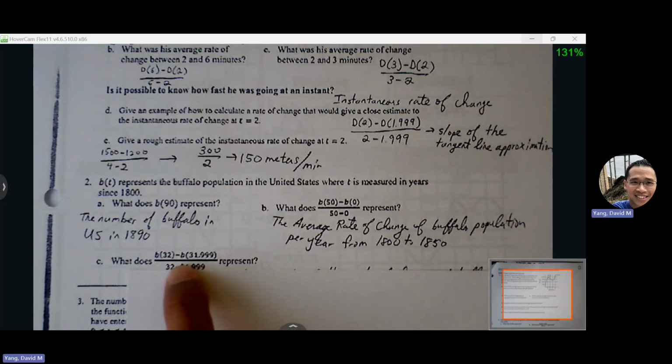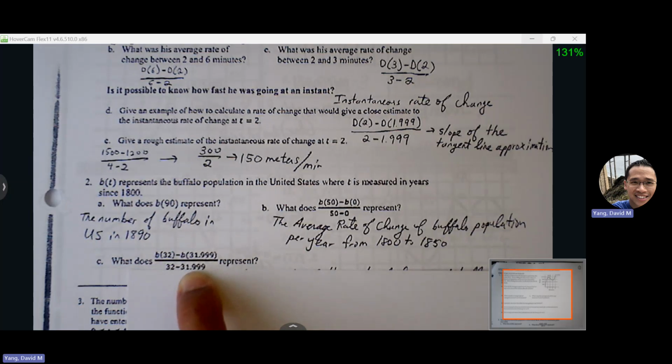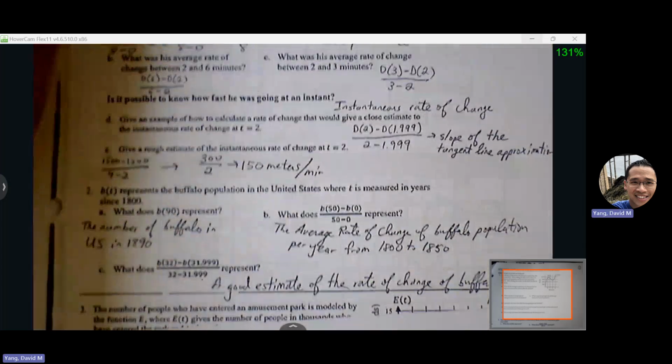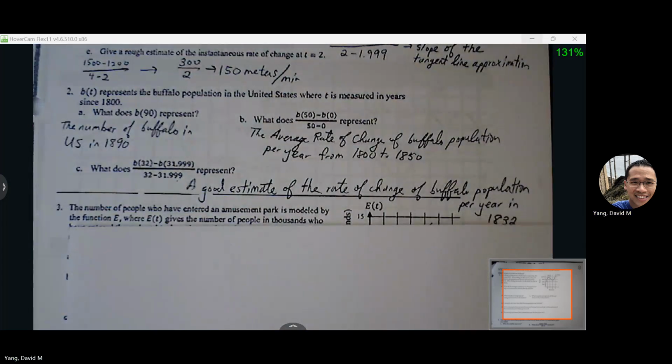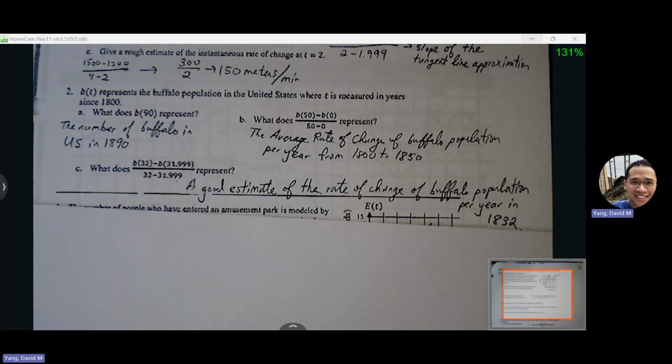Part C, also a rate. But you can see that the time period is really, really short, between 32 and 31.999. So what this is trying to tell us is the rate of change of the buffalo population at exactly 1932. This is just an estimation because we're picking points that are really close, but we know it's not exact, because we could still get a better approximation by picking a time period that's even closer to 1932. So this is a pretty good estimate of the rate of change of the population per year in that year.